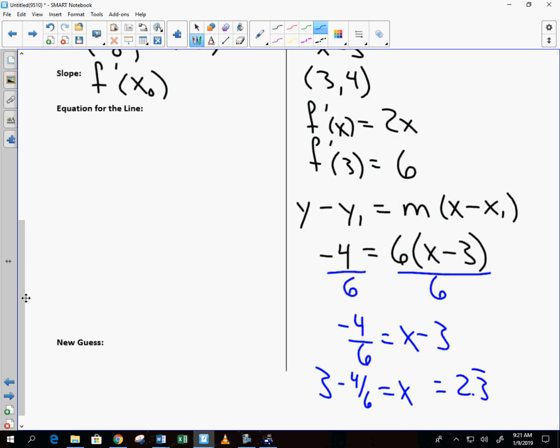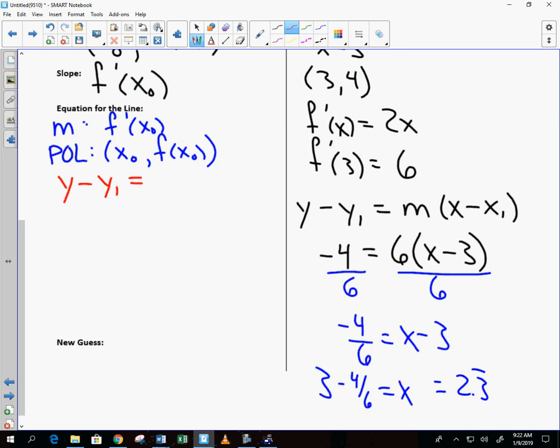Okay. Let's come up with the equation so we can do it rather quickly, and you'll see how it all works out. Okay? Equation for a line. I need slope, and I need a point on the line. What did we say was our point on our line? In the abstract, we get x sub 0 and f of x sub 0. Our slope was f prime of x sub 0. Our equation for our line is y minus y1 is equal to m times x minus x1.